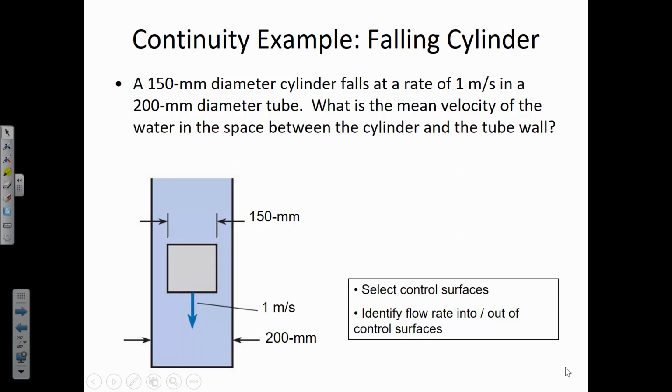So we've got a circular pipe and a solid cylinder that's falling downward through that pipe. Now sometimes in problems like this, the hard thing is to think of where are the control surfaces, what's the control volume. Applying the idea of the Reynolds transport theorem to a situation like this may be the tricky thing.